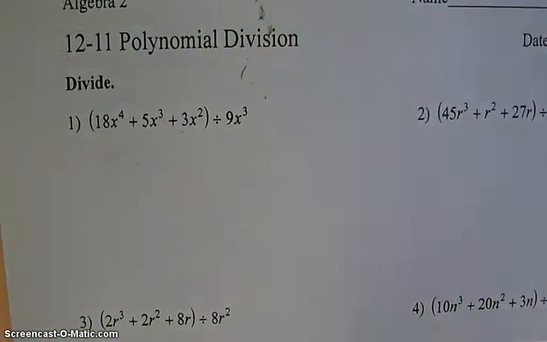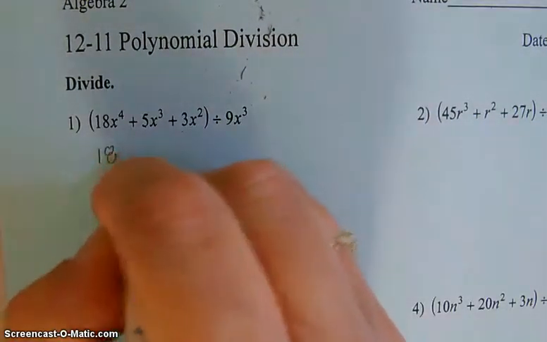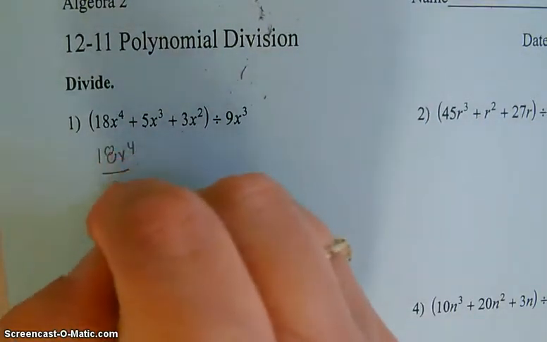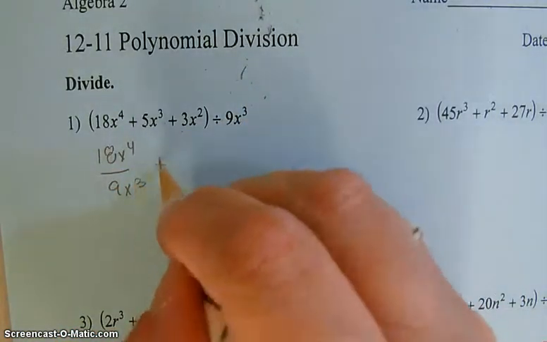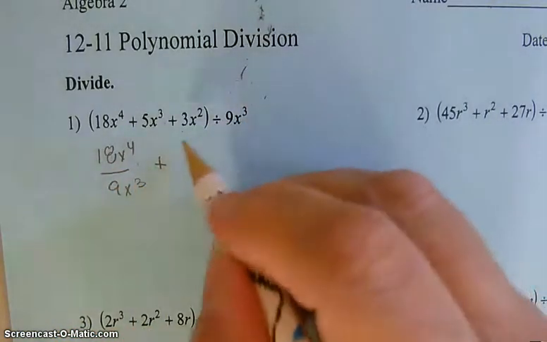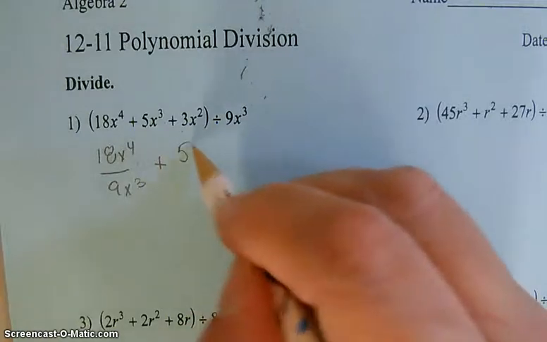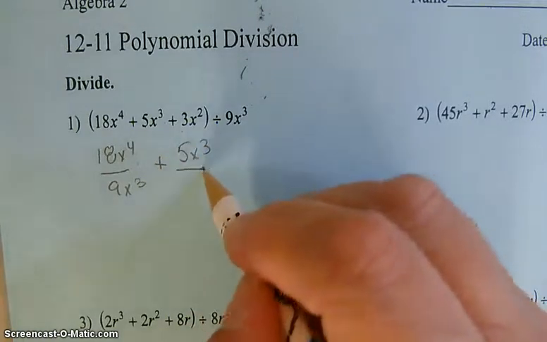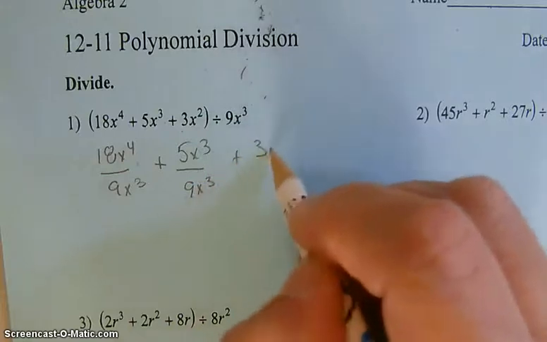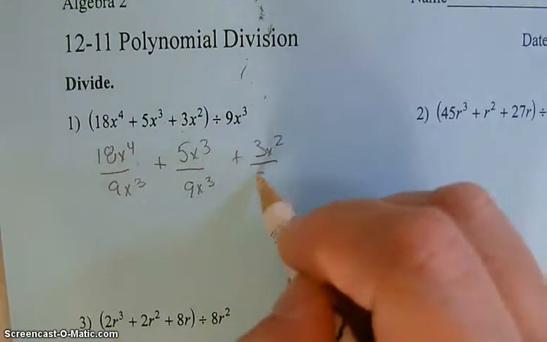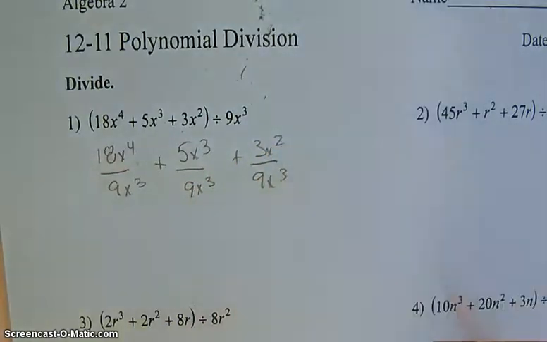Okay, so I'm going to work this out. It's going to be 18x to the 4th divided by 9x cubed, plus 5x cubed divided by 9x cubed, plus 3x squared divided by 9x cubed.